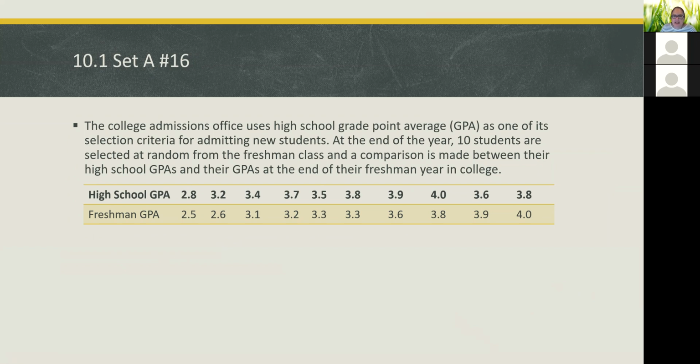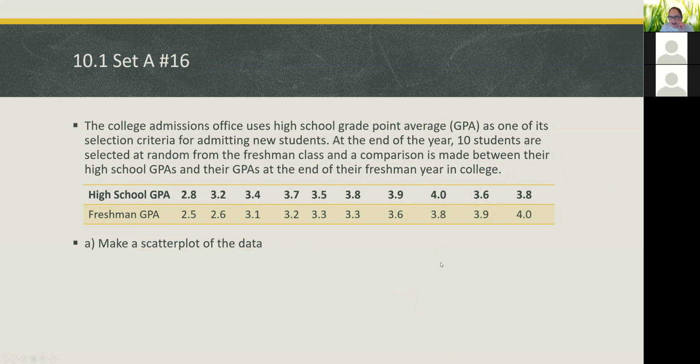Okay, number 16 says the college admissions office uses high school GPA as one of the selection criteria for admitting new students. At the end of the year, 10 students are selected at random from the freshman class, and a comparison is made between their high school GPAs and their GPAs at the end of their freshman year in college. So we've got these numbers.